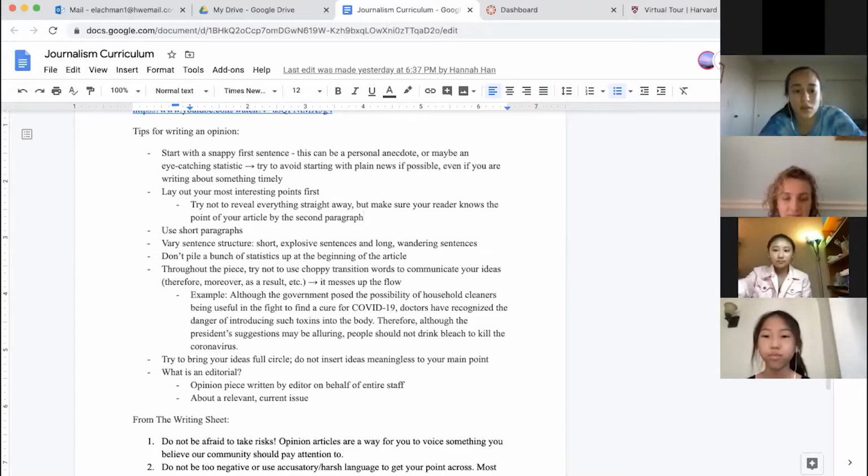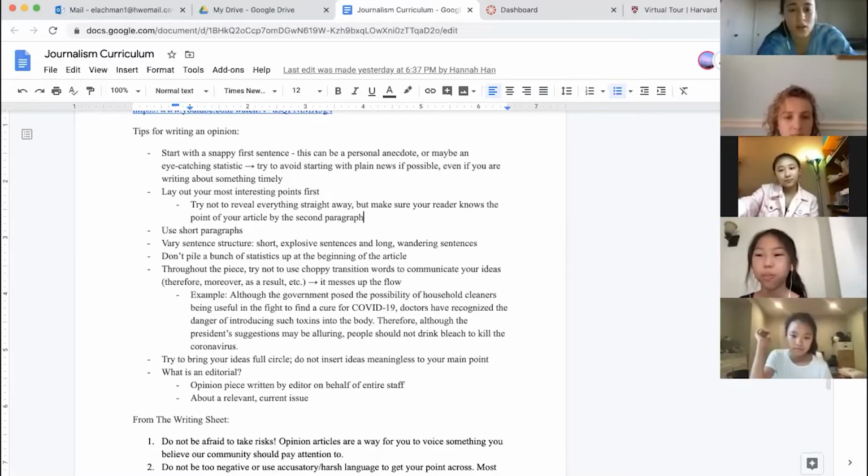But anyway, in an opinion, you have a bunch of points that you want to make to support your main topic or your main point, but you always want to put your strongest, biggest points at the top, because your reader only has so much time, and if they don't have the full time to read your whole article, they at least want to get the main points across. So you put those at the top.